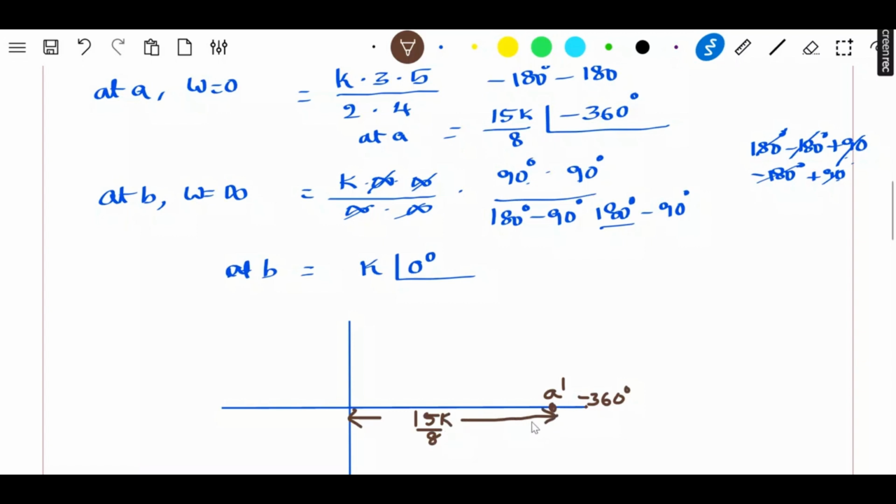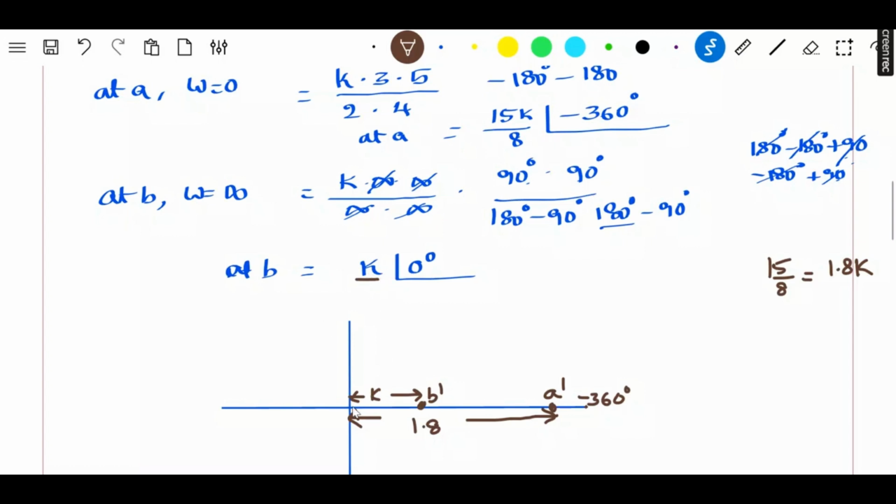Whereas at B, the magnitude is K. I'll just roughly take that, because 15 by 8 is 1 point, 15 minus 8 is 7, so 1.8 K. If I say from here to here it is 1.8 K, definitely B, which I am taking here, which is B dash, from here to here it is K. Okay, B is not at origin now, it is at K.